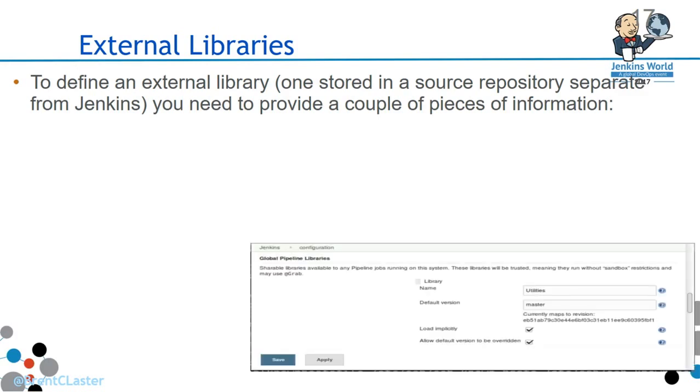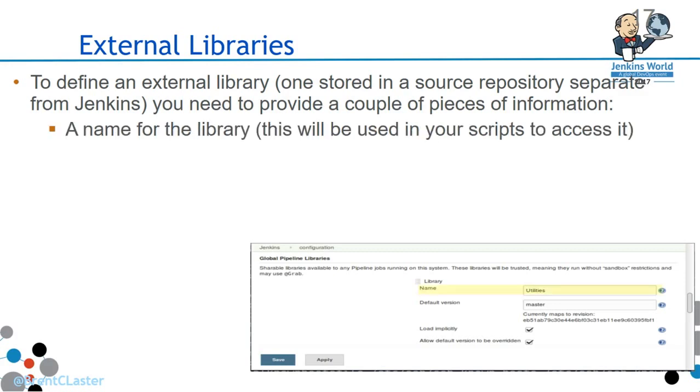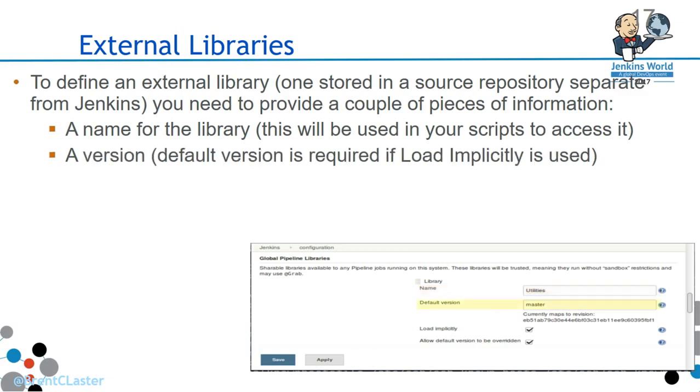On the screen up here, hopefully you can see that not too uneasily, but you give a couple pieces of information. First, you need to have a name for the library. So you have your source code repository out in the source management system, but you want to have a name to refer to this by within your pipeline scripts. In this case, I'm calling it utilities out there. You want to have a version. If you have the load implicitly option used, then you can use the default version. Load implicitly here basically means automatically load this pipeline library for me whenever I start up a Jenkins job. So automatically bring in this library whenever I start up a job.